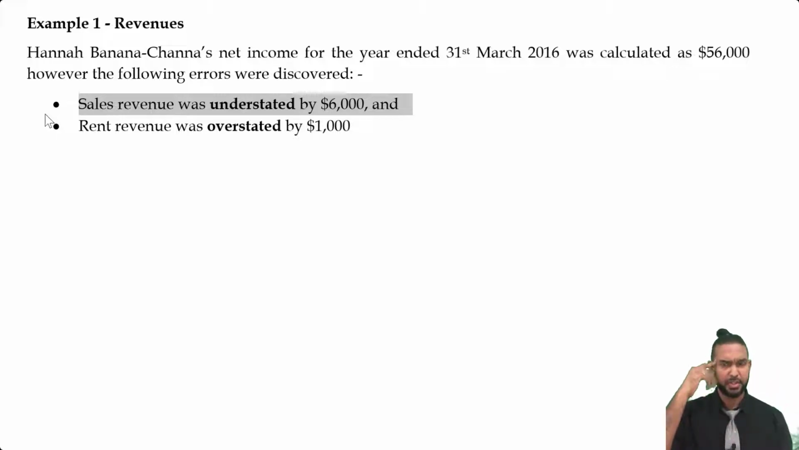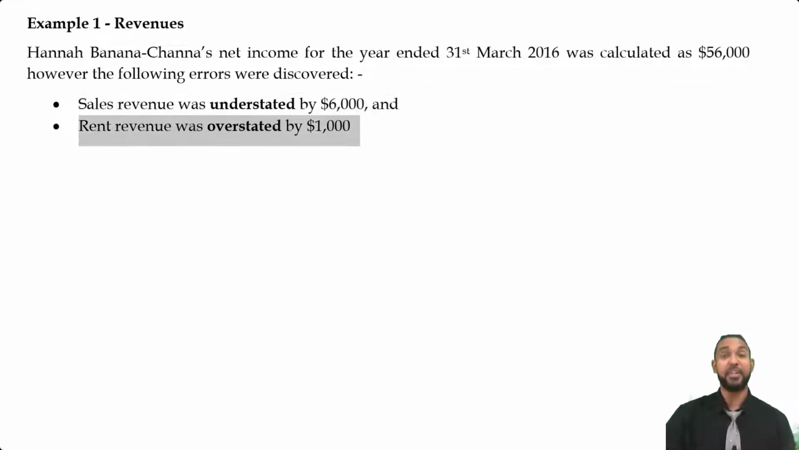If you think about it, if your revenue is too low, your profit is also going to be too low. By the same token, rent revenue was overstated, which means we put too much rent revenue in the income statement. And if you overstate your revenue, your profit is going to be too high as well. So we are going to have to correct both of those errors individually, and then we're going to have to correct the net profit for the correction of those errors. And that latter item is what we are going to be focusing on.